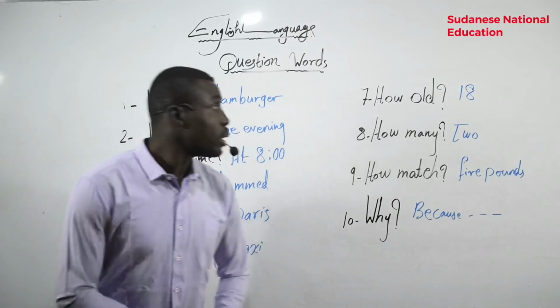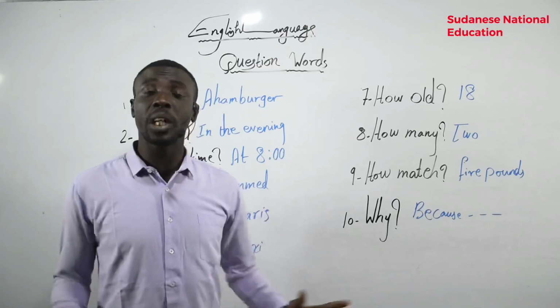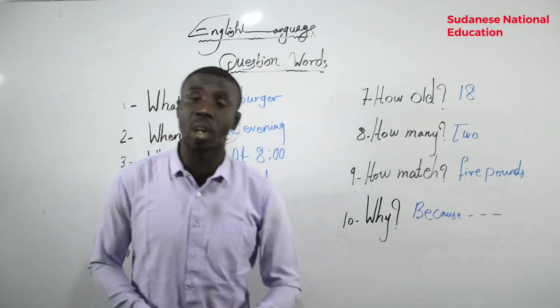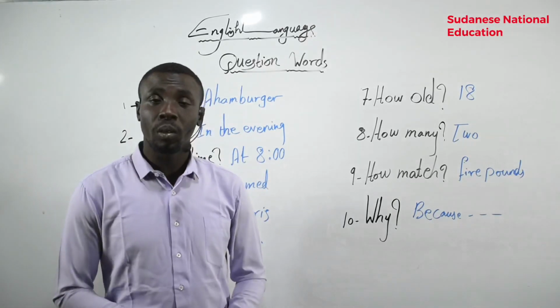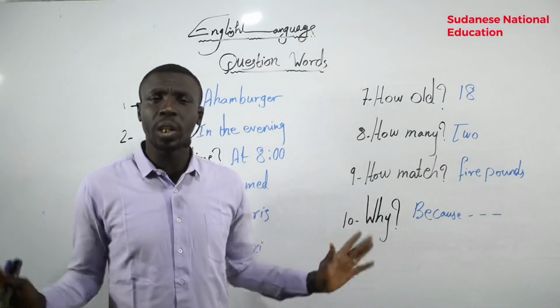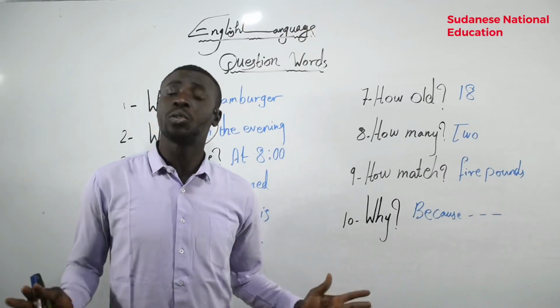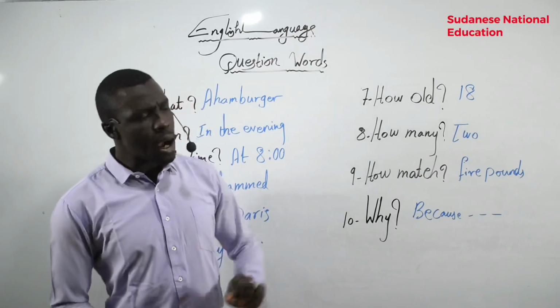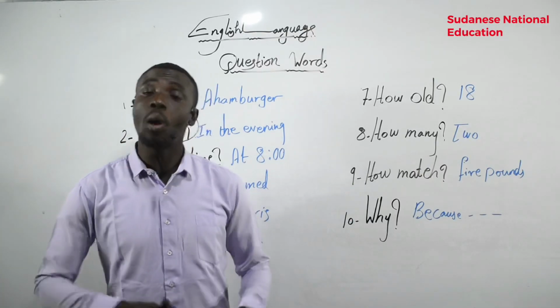Number 7, how old. It's very clear if you want to ask about someone's age. How old are you? I'm 18. How old is she? She's 16.